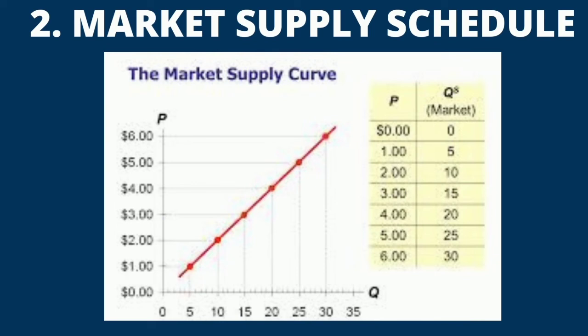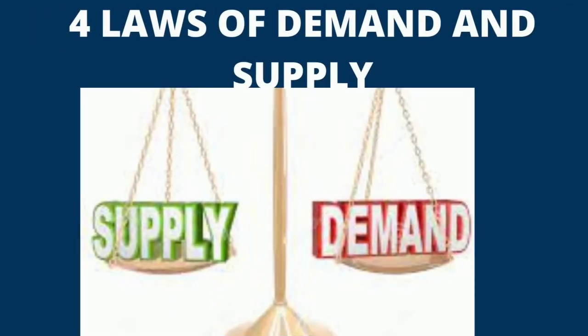Market supply curve. The market supply curve is illustrated in this graph or diagram. The supply curve normally slopes upwards, which shows that at a higher price, a higher quantity of commodity will be offered for sale, and also at a lower price, a small quantity will be supplied to the market. For example, at the price of $1, only 5 bags of rice were supplied for sale.